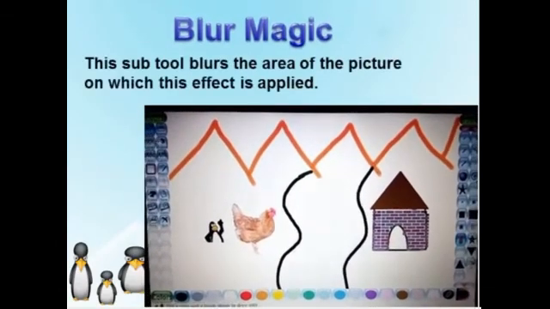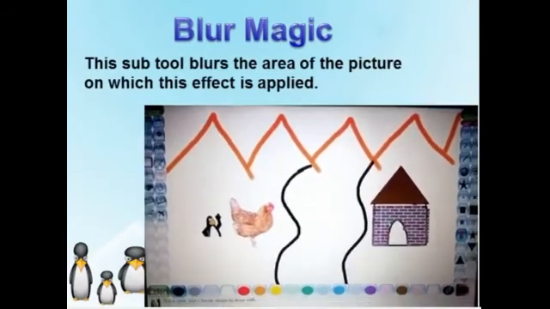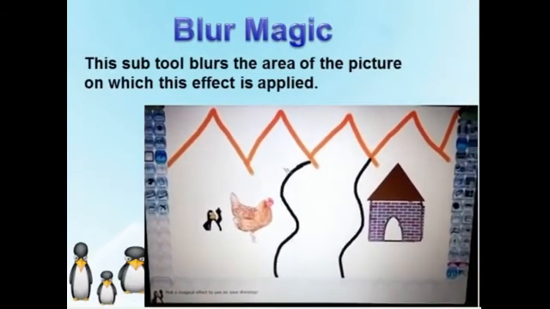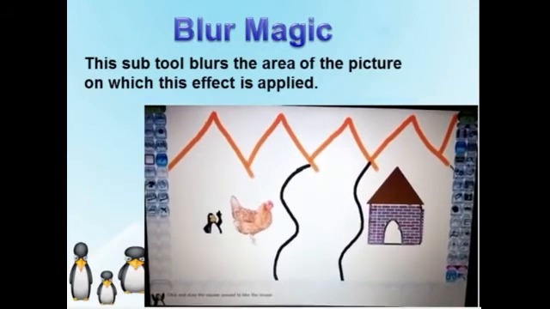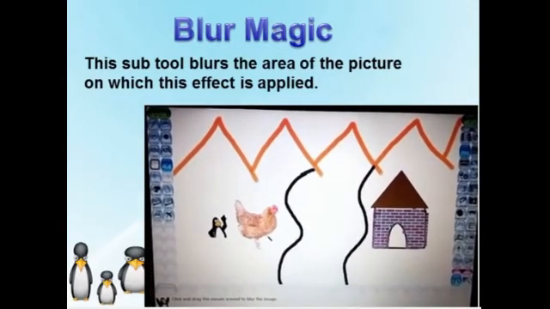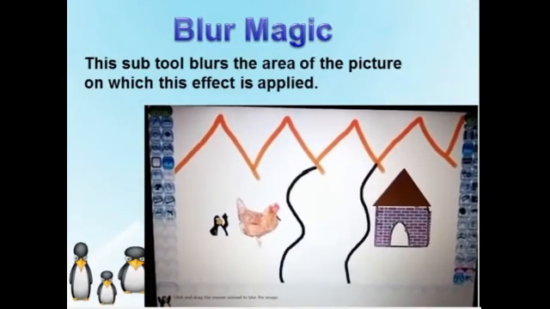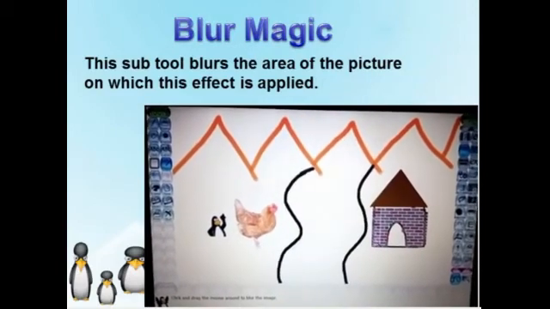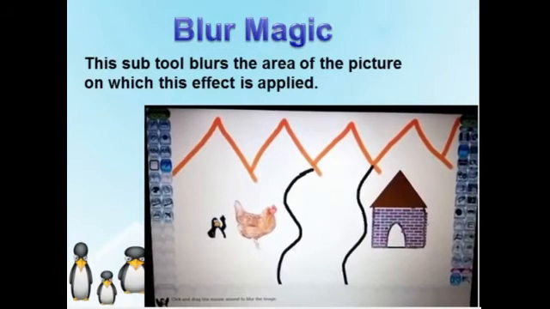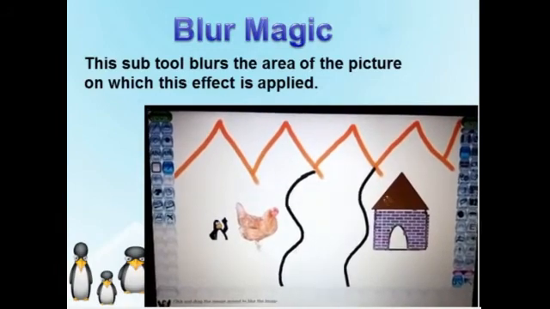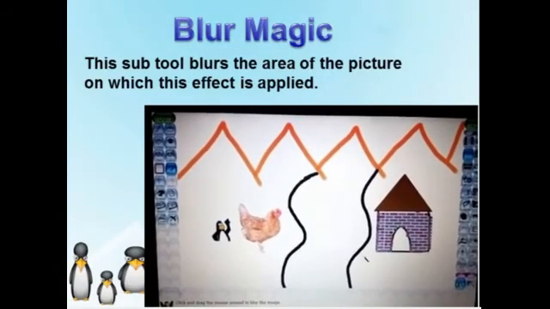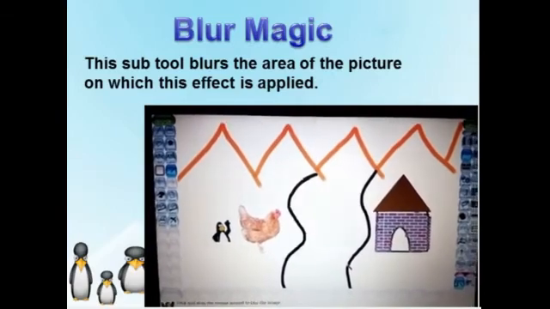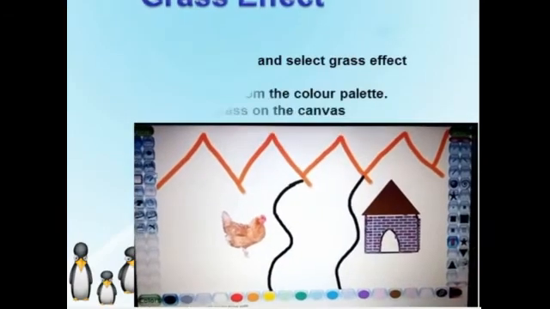Now blur magic. This sub-tool blurs the area of the picture on which this effect is applied. You can see here we are creating a hand, and when we apply the tool, the image looks blurred. So this is the use of the blur magic tool.